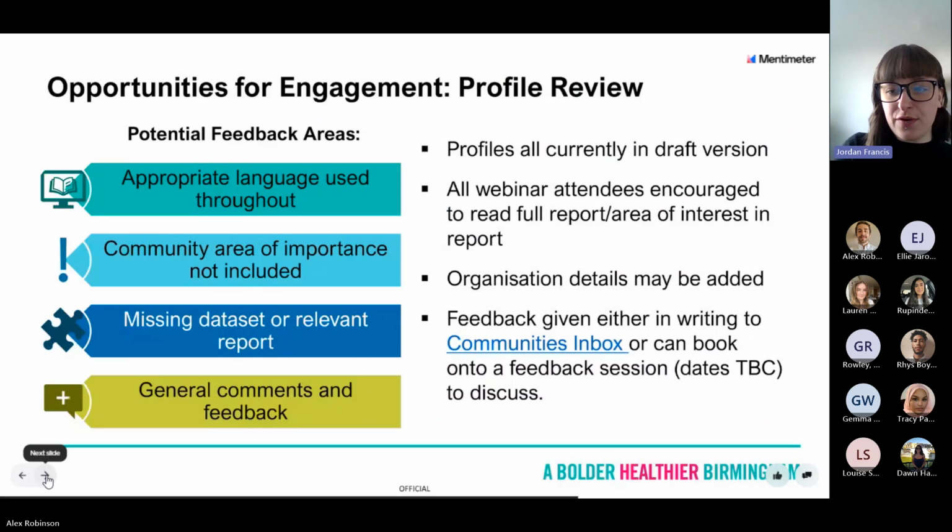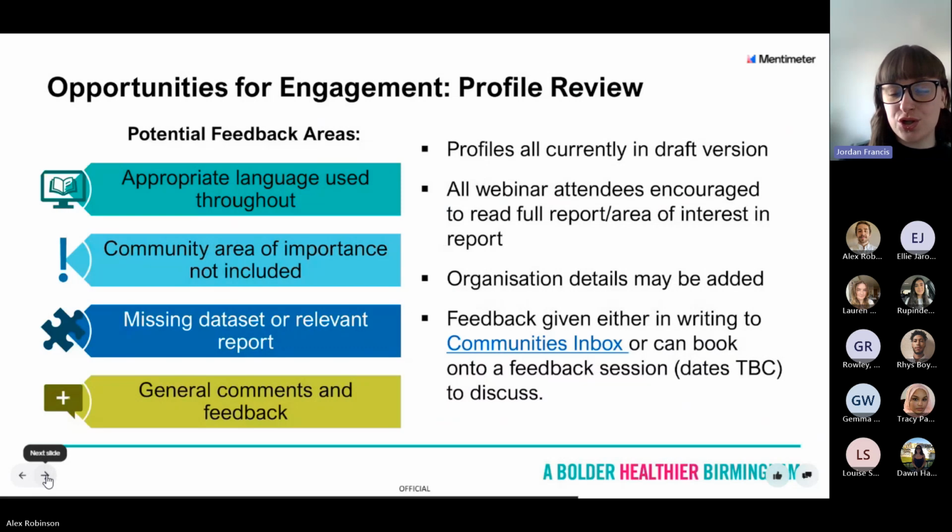At the minute, the profiles are all currently in their draft version, and we highly encourage everyone who attends these webinars or who is aware of these profiles to read either the full report or the section of the report where they work most closely. So for example, if you work in the mental health field, go and read the mental wellness and balance section of the report. And we encourage, if we've missed out a particular research article or journal article or a piece of evidence that you think would be useful to include in a population based on your own experience of working, particularly with the Latin American community, then we'd be more than happy to have a discussion to include that there.